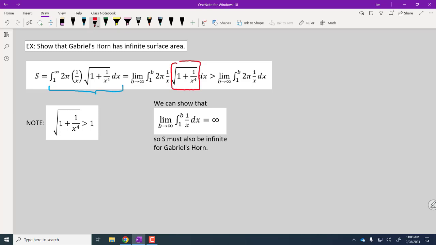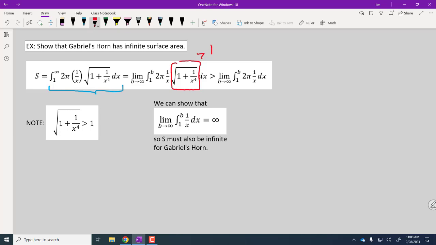And we say that that's bigger than that. Do you agree that this piece has got to be bigger than 1? If x is a positive number going from 1 to infinity, then 1 over x to the 4th is a positive number, so this whole thing is definitely bigger than 1, no matter what. Everyone agree? Bigger than 1.